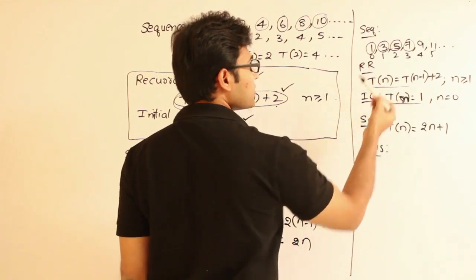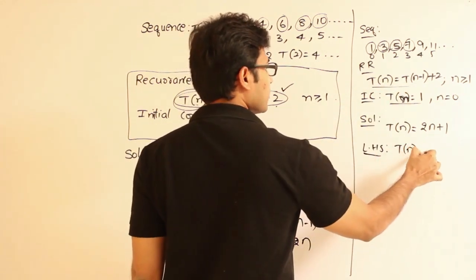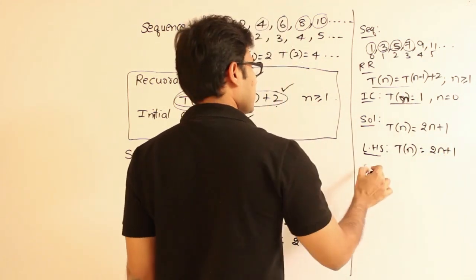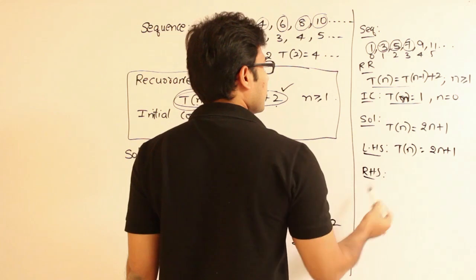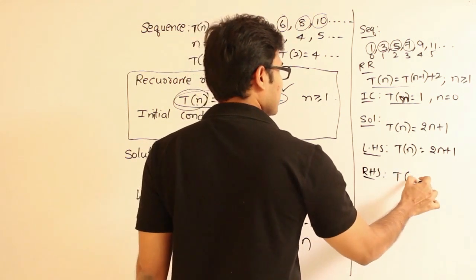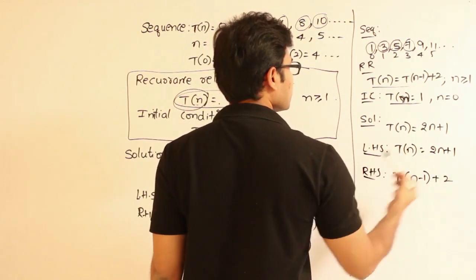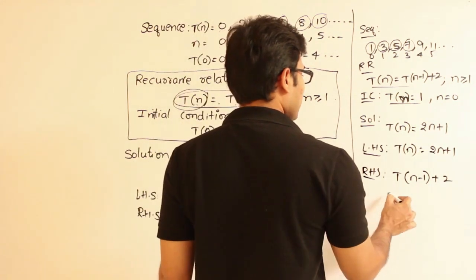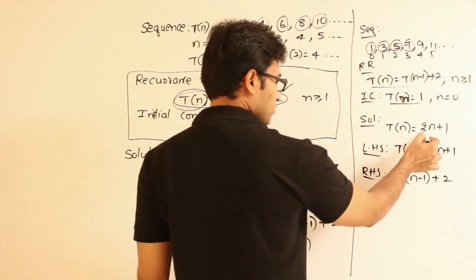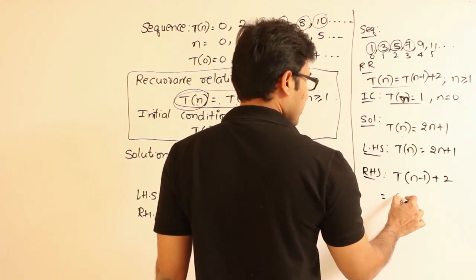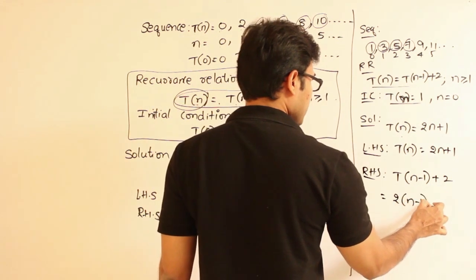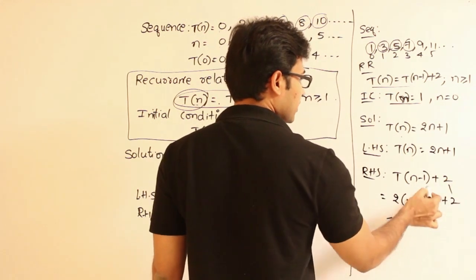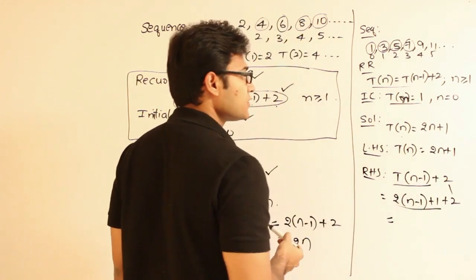So what is the LHS of the recurrence relation? LHS is T of n. So T of n is nothing but 2n plus 1. And what about RHS? Now RHS is T of n minus 1 plus 2, right? So what is T of n minus 1? If T of n is 2n plus 1, then T of n minus 1 is 2 into n minus 1 plus 1, and plus 2 is already here.